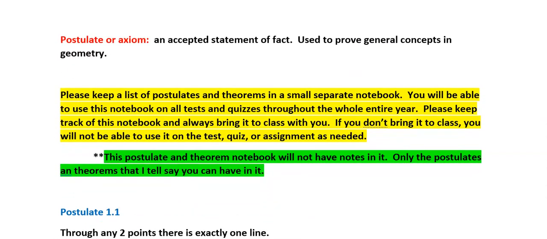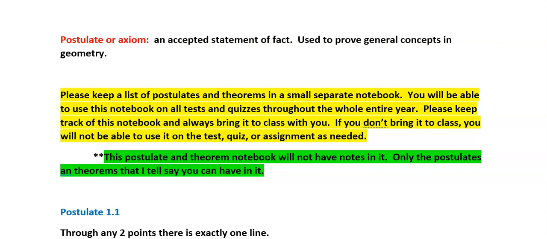And postulates are axioms. We are now on page 13. A postulate is an accepted statement of fact. It is used to prove general concepts in geometry. So this book will use postulate rather than axiom. So even though you'll have to know both definitions for this first test, postulate is the one that the book generally uses. What I want you to do is make sure that you read the part in yellow.